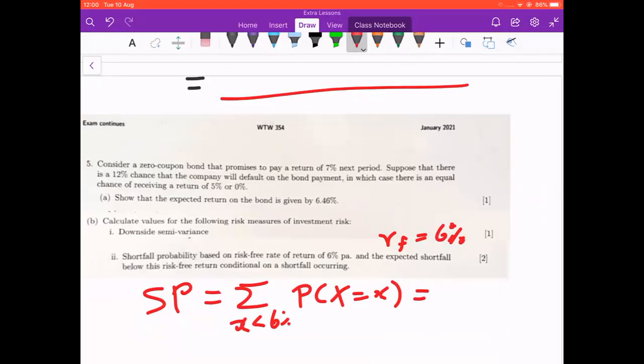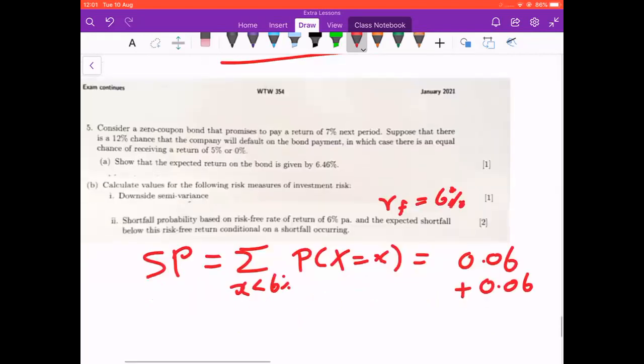Again, you have returns of 6 and 7 when the company does not default, and 0 and 5 when the company defaults. So for 5%, the probability is 0.06, and for 0% it is also 0.06. So your answer is going to be 0.12. This will be your shortfall probability.